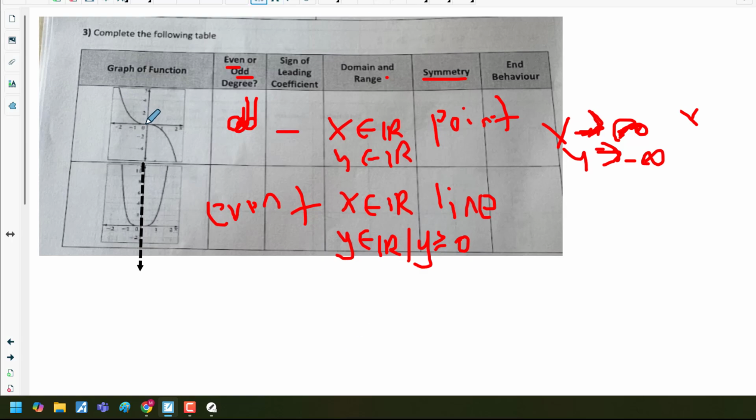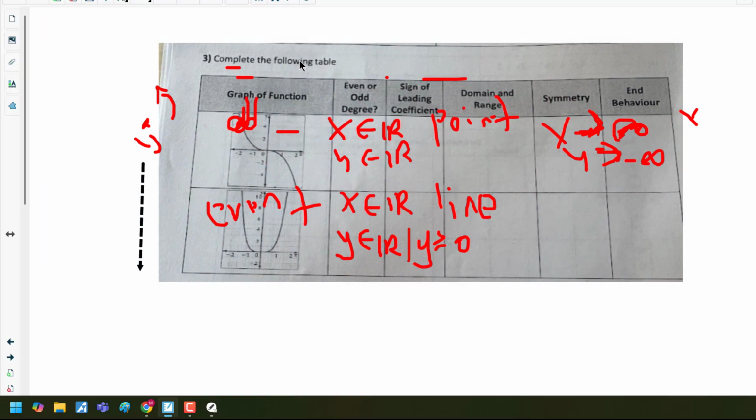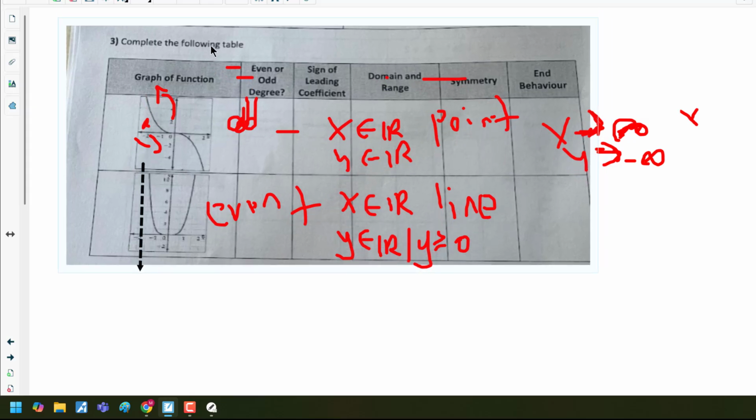Point symmetry is when you take a point and then you rotate the function 180 degrees along that point, and you'll get back to that same point. So, oh, whoops. Doesn't matter. Okay, you know the rest. The end behaviors, you know how to do.